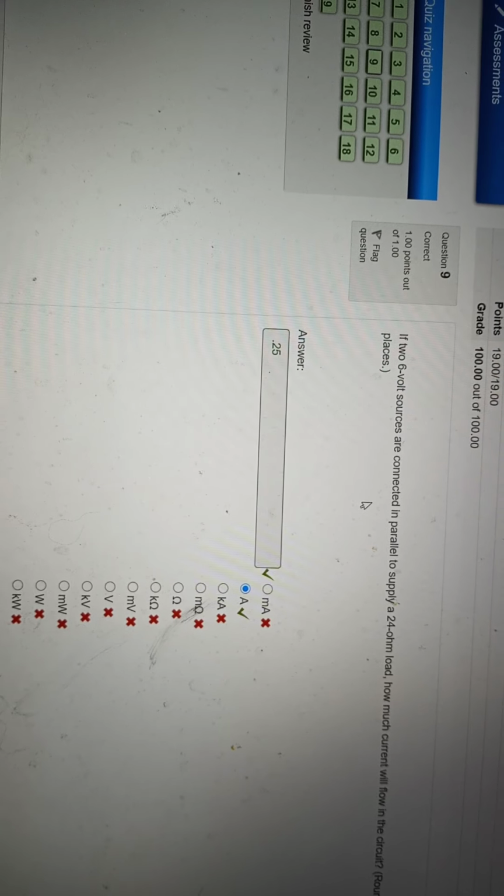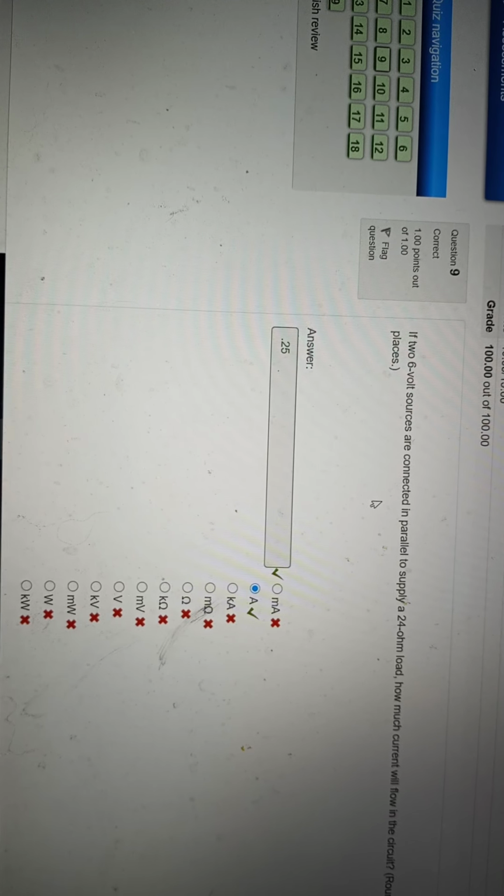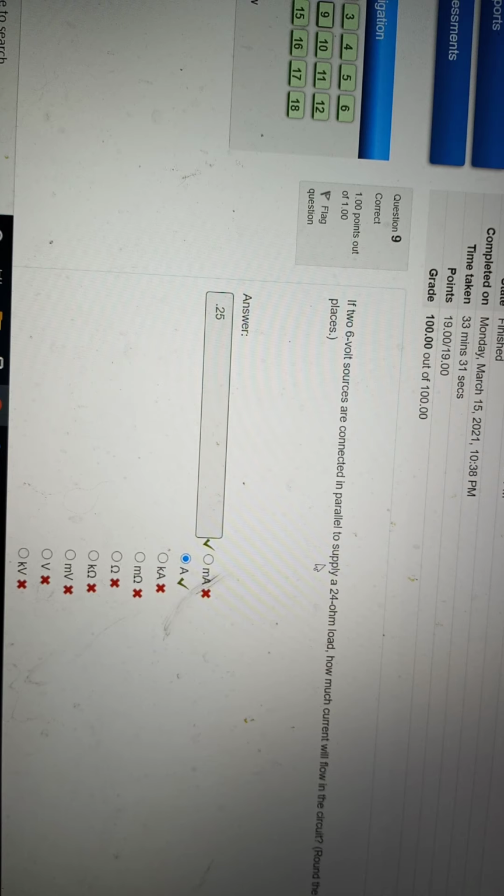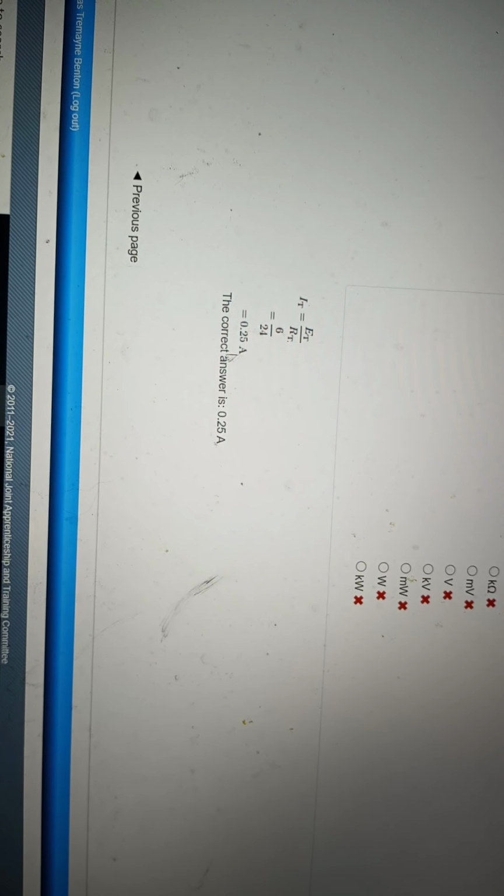And we're trying to find the current. So we've got 6 divided by 24. That would give you 0.25 amps. So yes, remember the mathematics of it. E equals IR, so I've got to rewrite that formula for I. So I equals E divided by R. And E here is going to be 6, because remember the voltage stays the same when they connect in parallel with another battery. 6 divided by the resistance, which is 24, should give us 0.25 amps.